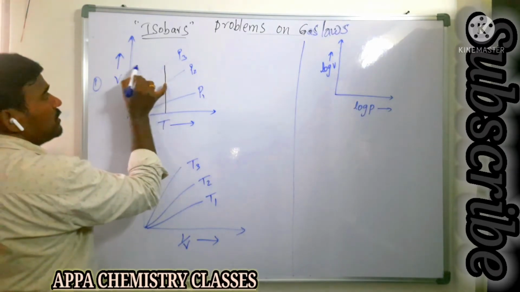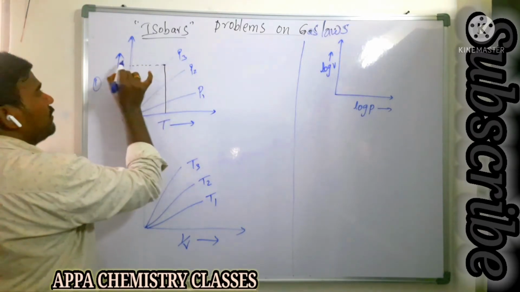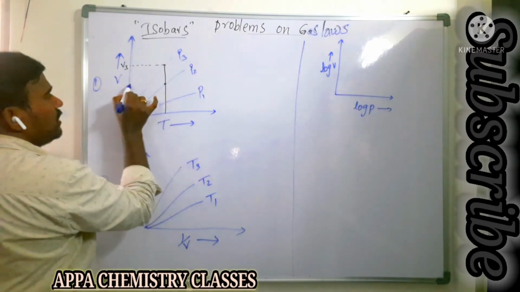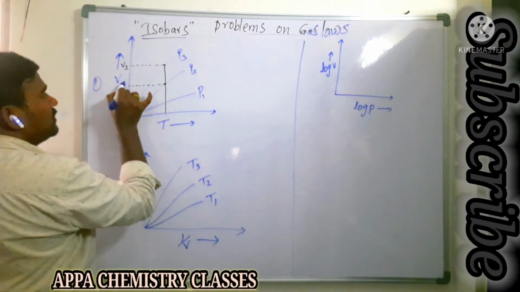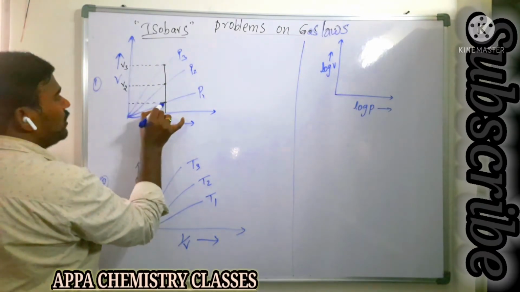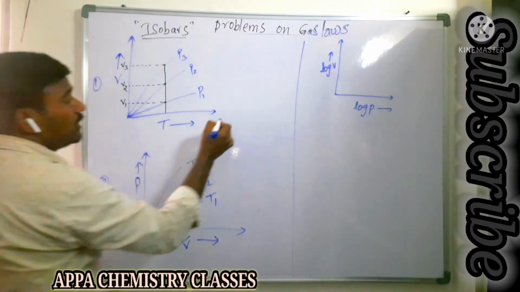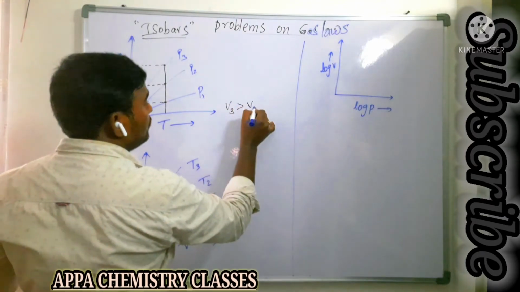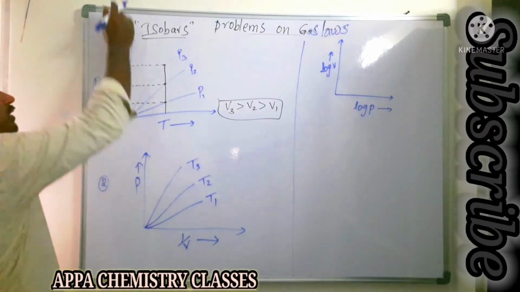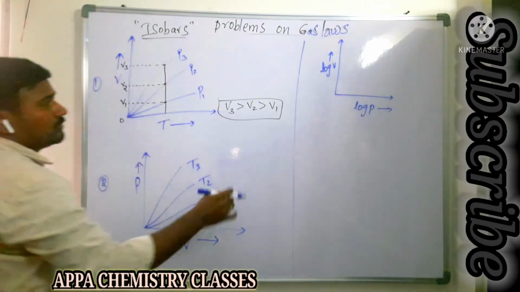Then at P3 pressure, whatever the volume is, I mention as V3. At P2 pressure, the volume is V2. At P1 pressure, the volume will be V1. Now what is the relation between these volumes? Which volume is more here? V3 is more than V2, which is more than V1. When you go from the origin to the upper side, the volume values increase.